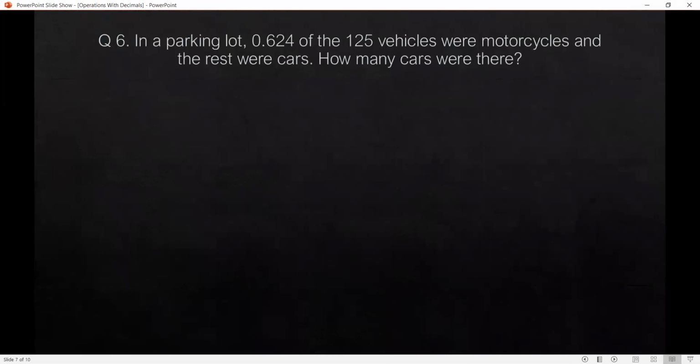Now let us start with question number 6. The question number 6 is, in a parking lot, 0.624 of the 125 vehicles were motorcycles and the rest were cars. How many cars were there? Total vehicles are given, that is 125. And how many motorcycles are there? That is given in the decimal number, that is 0.624. You have to find out how many cars are there.